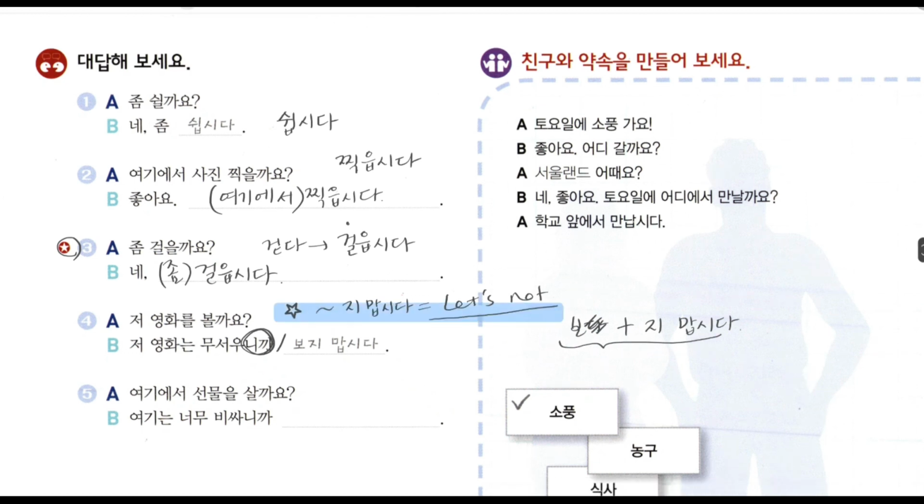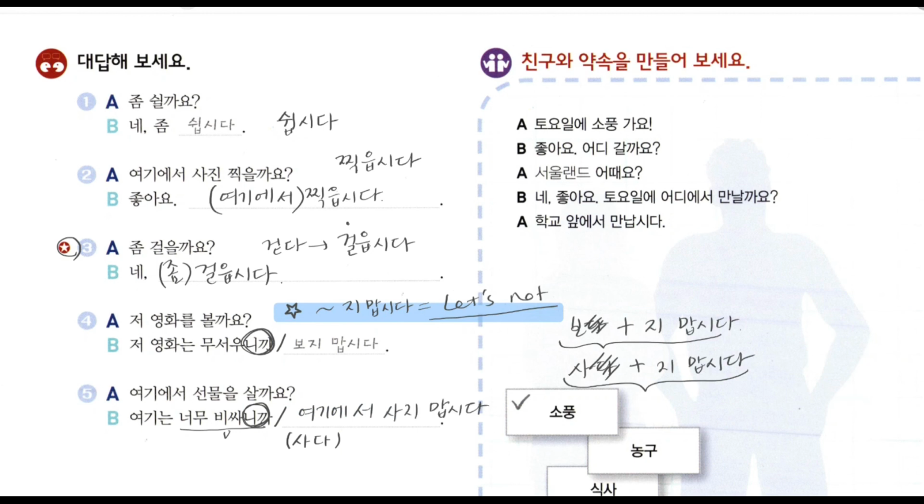5번. 여기에서 선물을 살까요? Shall we buy present here? 여기는 너무 비싸니까 because it is too expensive here. Let's not buy here. 어떻게 말해요? 우리 사다 필요해요. We need 사다. To buy. 사다. Let's not. 지 맙시다. 어떻게 만들어요? 사지 맙시다. 여기에서 사지 맙시다.